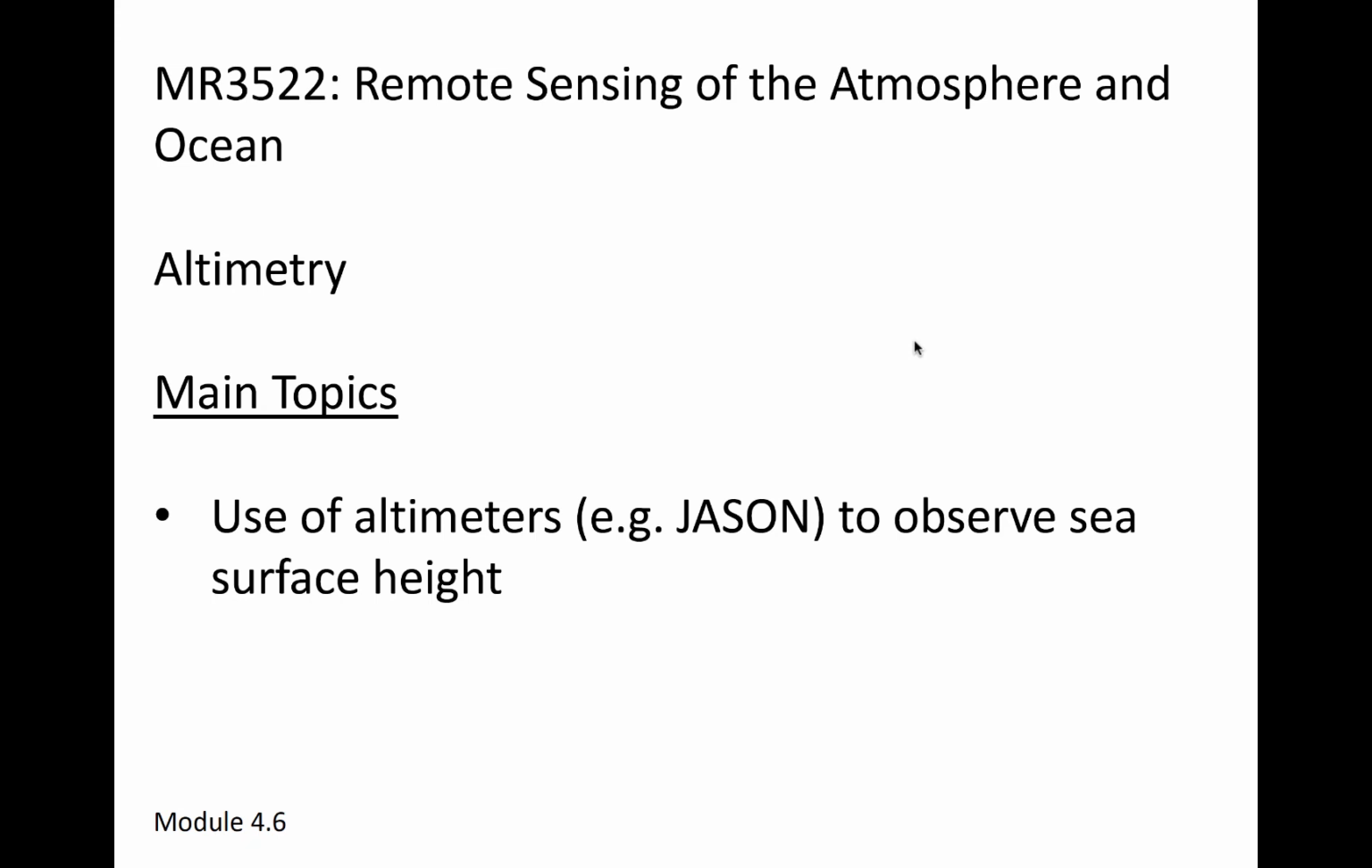This module provides a brief overview of altimetry, an active remote sensing technique used to estimate sea surface height, including significant wave height. Over long periods of time, altimetry data can be used to observe changes in sea surface height caused by anthropogenically forced global warming as well.